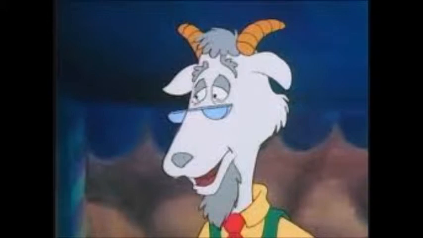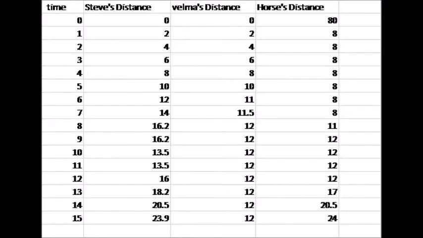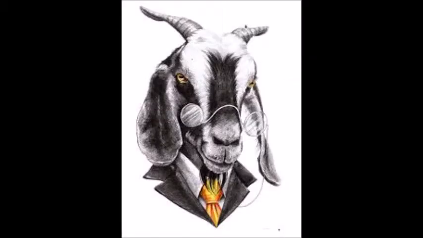Now, let's see that exciting race in a table form. So, you see here we have time, Steve distance, Velma's distance, and horse's distance. The distances fluctuate based on where they were in time during the race. It's time to get into the nitty-gritty of the graph and the table.